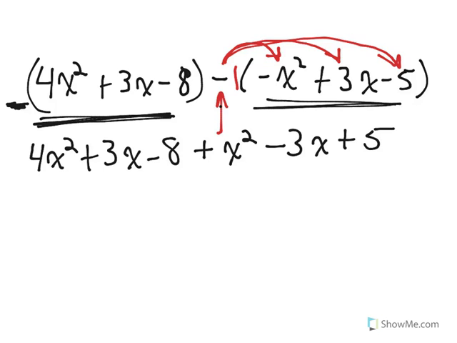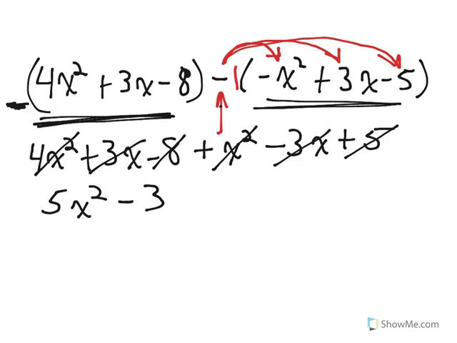Now we combine like terms. We have a 4x squared plus a 1x squared. That gives us 5x squared. And a 3x minus 3x cancels out. Negative 8 plus 5 gives us negative 3. Final answer, 5x squared minus 3.